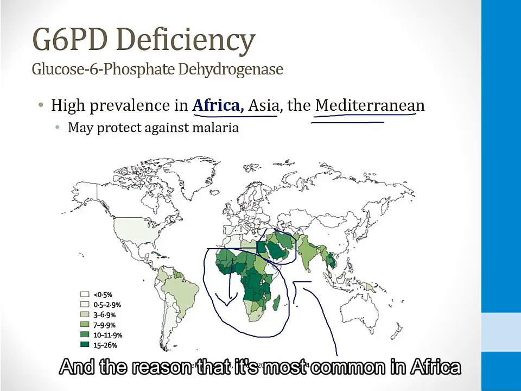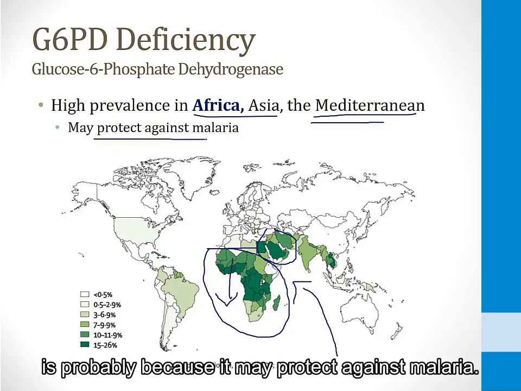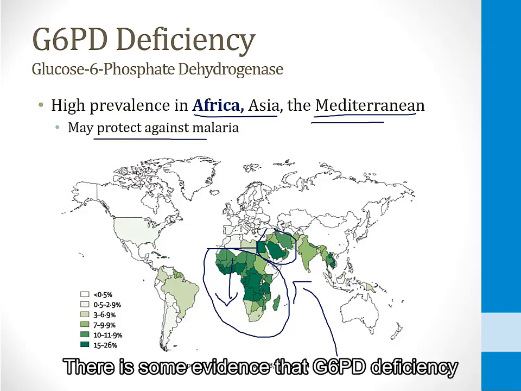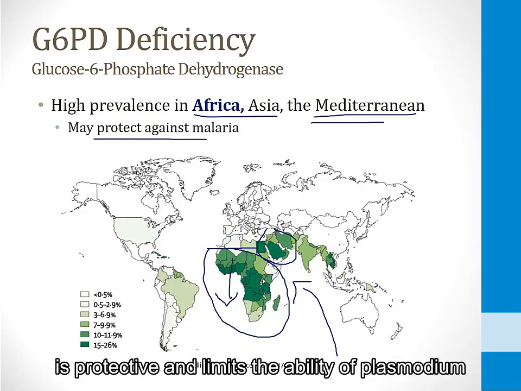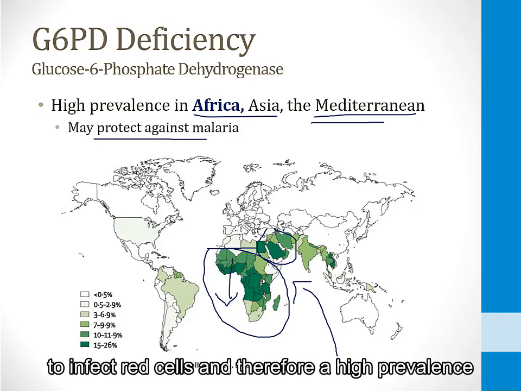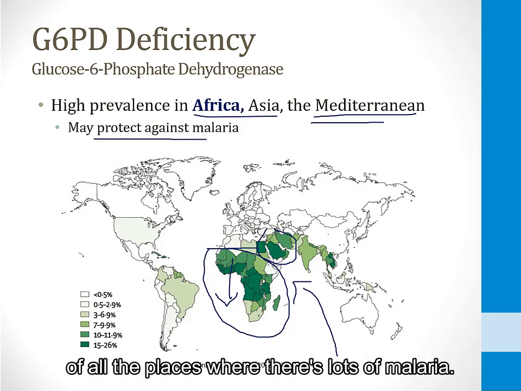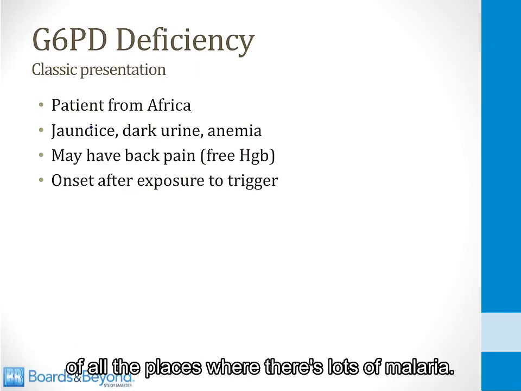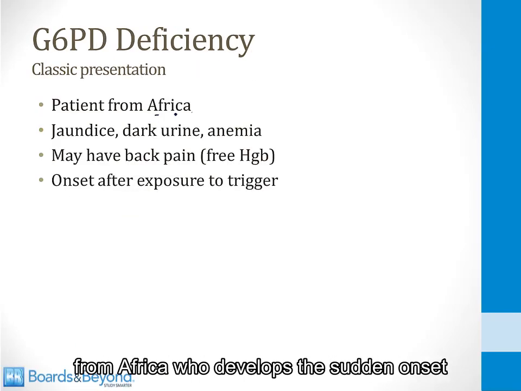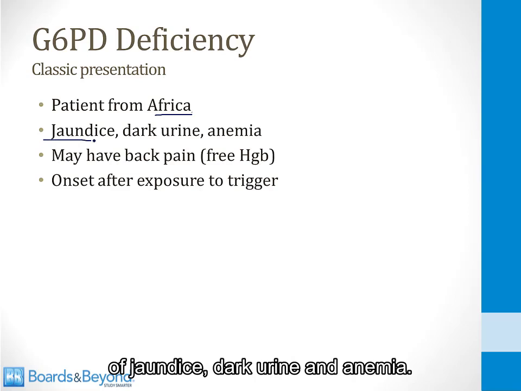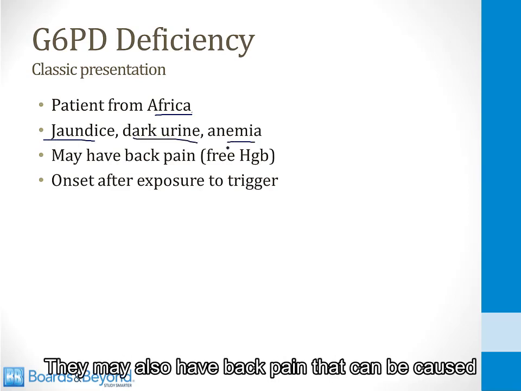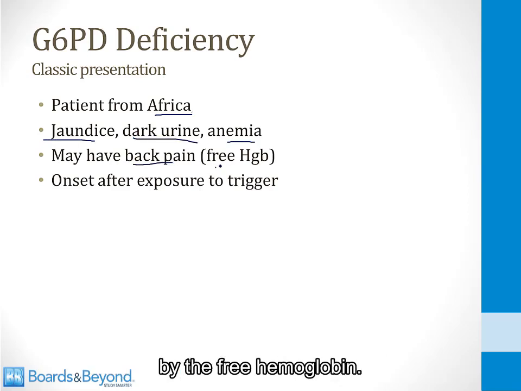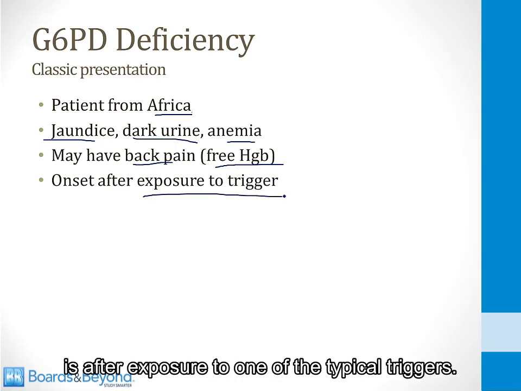And the reason that it's most common in Africa is probably because it may protect against malaria. There's some evidence that G6PD deficiency is protective and limits the ability of Plasmodium to infect red cells, and therefore a high prevalence evolved in places where there's lots of malaria. So the classic presentation is a patient from Africa who develops the sudden onset of jaundice, dark urine, and anemia. They may also have back pain that can be caused by the free hemoglobin, and the onset of the episode is after exposure to one of the typical triggers.